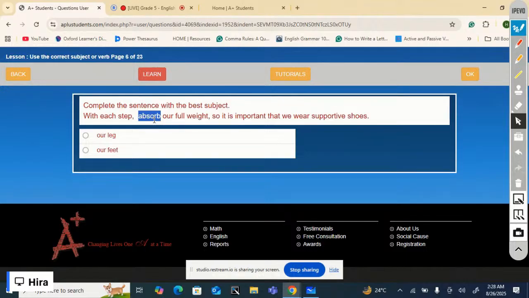Well, absorb is a verb which does not end in s or es. So it's a plural verb. If it is a plural verb, we need to look for a plural subject. Now, I told you feet is the plural subject. So yes, second option. Our feet. Those who gave this answer, very good. It's the correct answer. Our feet absorb our full weight. Excellent.